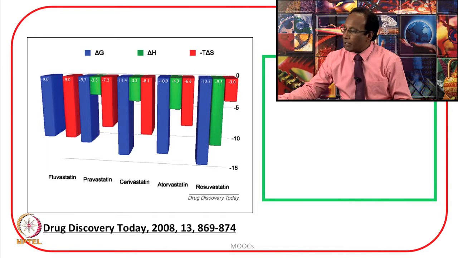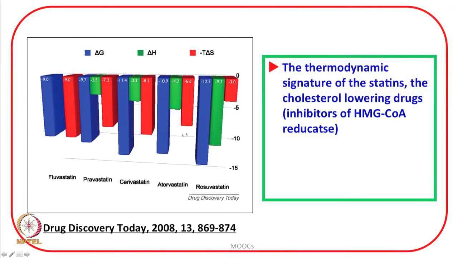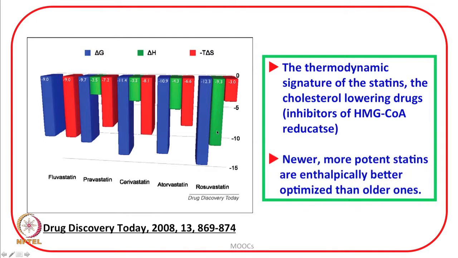Now, let us take a look at the comment. The thermodynamic signature of statins, the cholesterol lowering drugs, inhibitors of HMG-CoA reductase, has shown a general trend, that is, from a lower exothermicity to more exothermicity in binding. And that is what is commented over here, that newer, more potent statins are enthalpically better optimized than older ones. This one is enthalpically better optimized than that one. That is what the comment refers to.